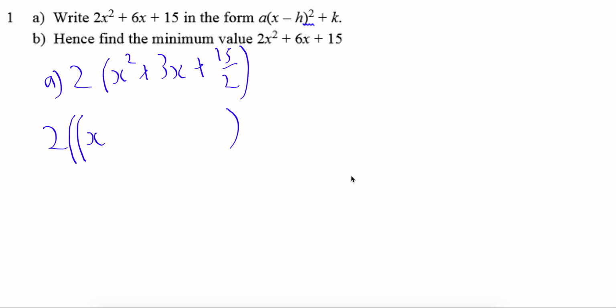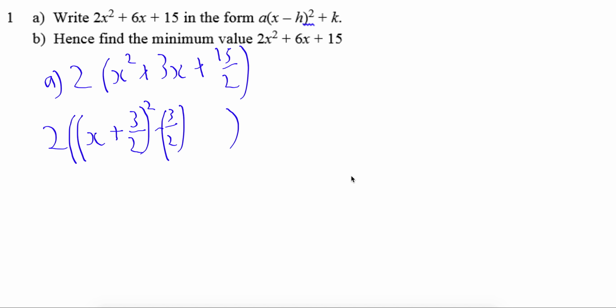So that's going to be x plus half the coefficient of x in the original one, which is 1.5, but as we're doing fractions, 3/2. Now that is all squared. Now that will give me x squared, and it will give me plus 3x, but it will also give me 3/2 multiplied by 3/2.